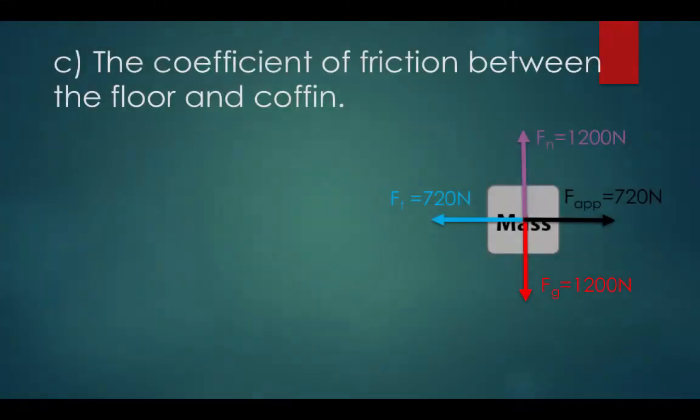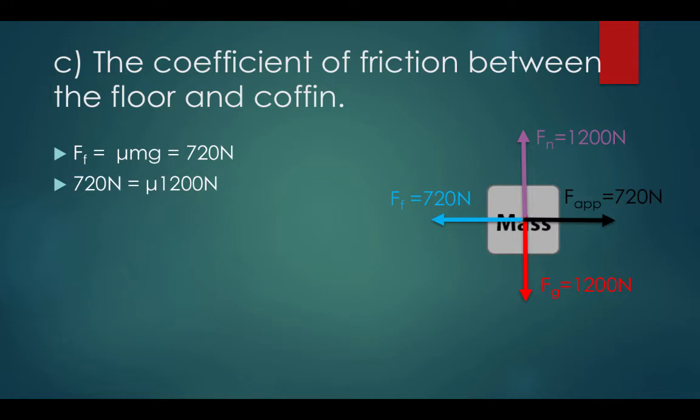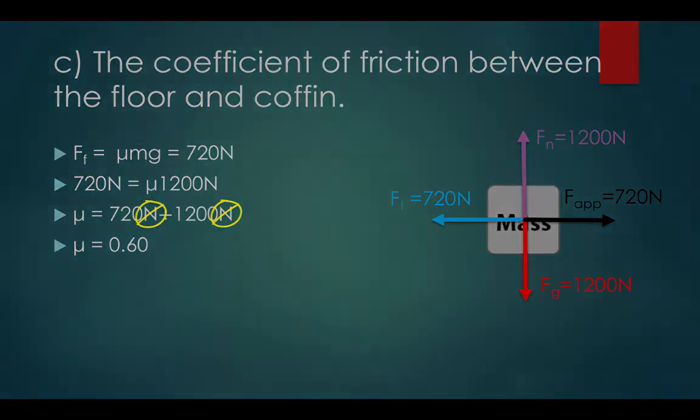The coefficient of friction between the floor and the coffin. Friction force equals mu mg, which equates to 720 newtons. 720 newtons equals mu times 1200 newtons. Mu equals 720 newtons divided by 1200 newtons. Notice how the newtons cancel out, leaving mu a unitless value of 0.60. The coefficient of friction is 0.60.